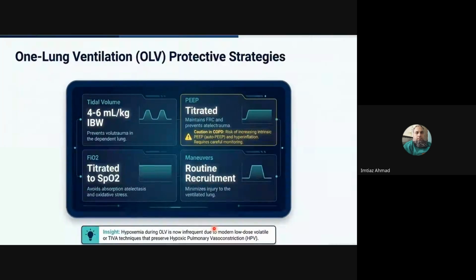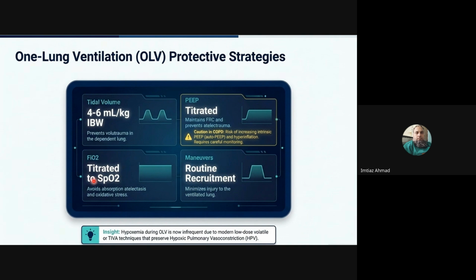Now, regarding one lung ventilation, a protective strategy is used. So, tidal volume of 4 to 6 ml per kg ideal body weight to prevent volutrauma in the dependent lung. PEEP will have to be used because on low tidal volume, there is a high chance of atelectasis. So, titrated PEEP should be used to maintain FRC and prevent atelectrauma. But as this patient is a COPD patient, PEEP should be used cautiously as there is an increasing risk of intrinsic PEEP or hyperinflation, which requires careful monitoring.